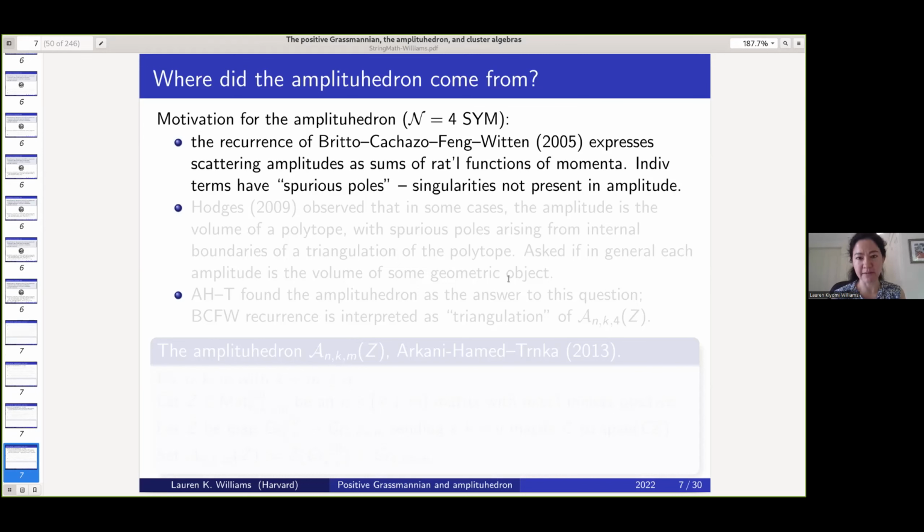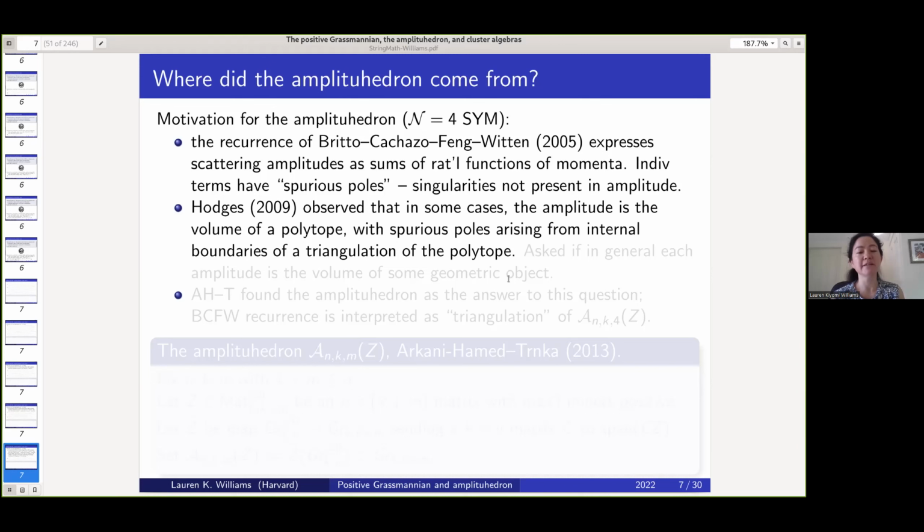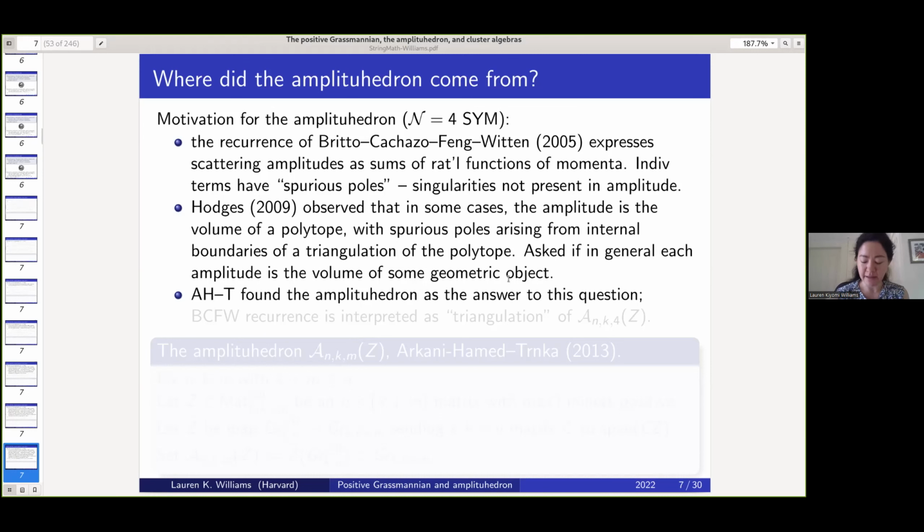And then Hodges observed that in some cases, this amplitude is actually the volume of a polytope, and that the BCFW recurrence can be viewed as cutting up the polytope into pieces, triangulating the polytope, and the spurious poles come from internal boundaries of that triangulation. And he asked if, in general, each amplitude is the volume of some geometric object. That prompted Arkani-Hamed and Trnka to find the amplituhedron as the answer to this question.